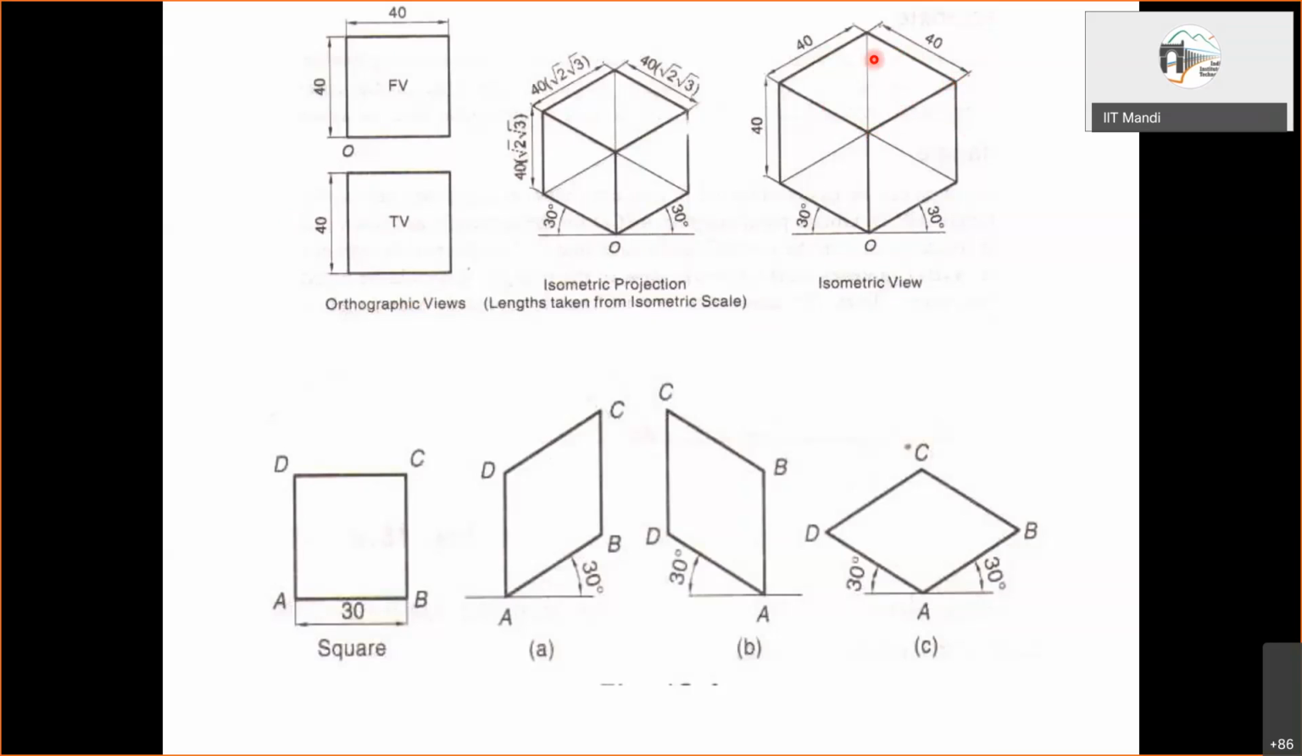If we consider the front view, either this face or this face can be the front view. If this is the front view, then the other will be for the side view. For the cube, of course, all are the same. So when we are drawing this, what is happening?